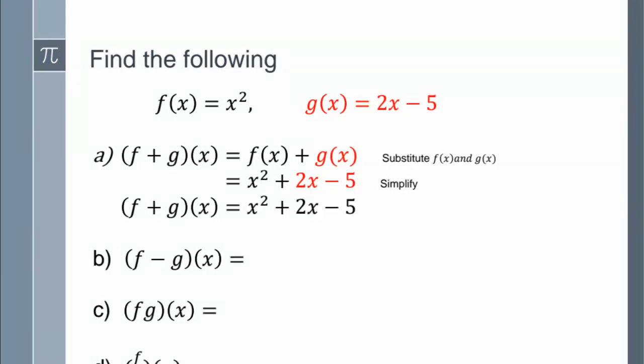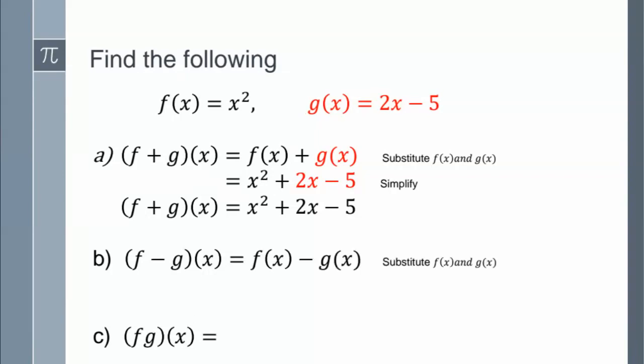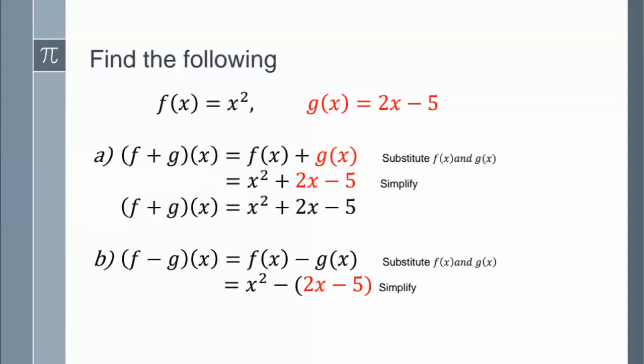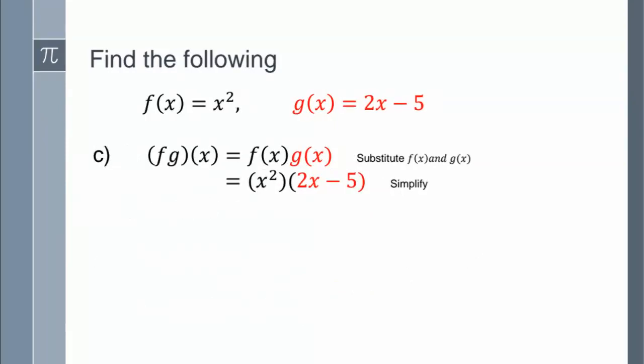How about the subtraction? Again, the same thing. f of x minus g of x, substitute. Now on this one, I have to distribute that negative. So that's going to give me x to the second minus 2x plus 5. All right. Again, there's nothing to combine. I have no like terms, so that would be my answer.